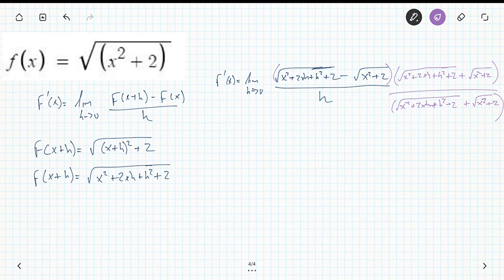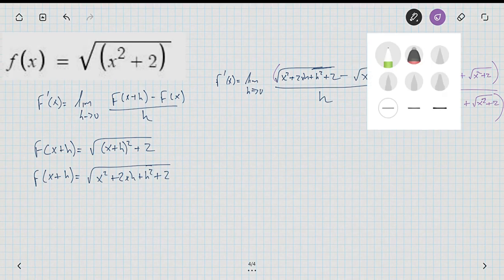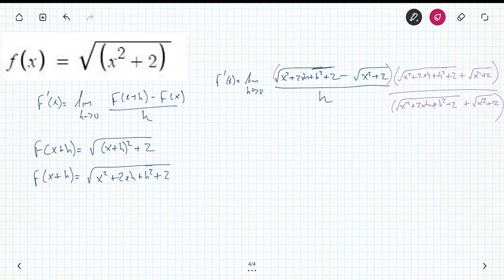Close that. Okay, so now let's basically use that distributive property. I'm going to go ahead and allow you to do that, but suffice it to say that when you apply this conjugate rule, you're going to get rid of the square root terms at the top. So you're going to be left with x squared plus 2xh plus h squared plus 2 minus x squared plus 2. Okay, and make sure you put that in parentheses.